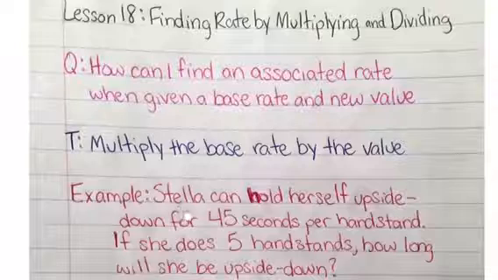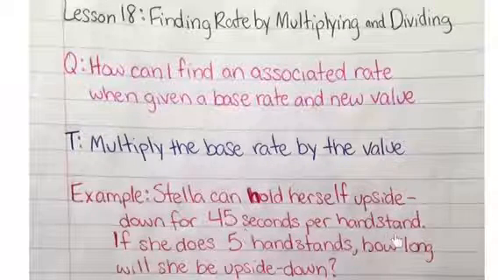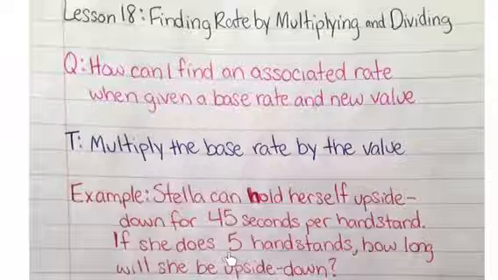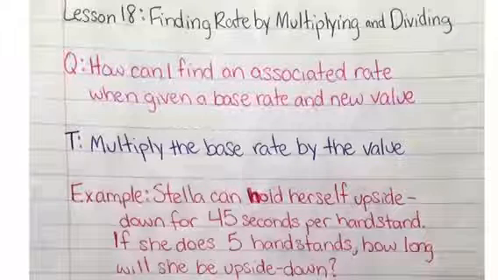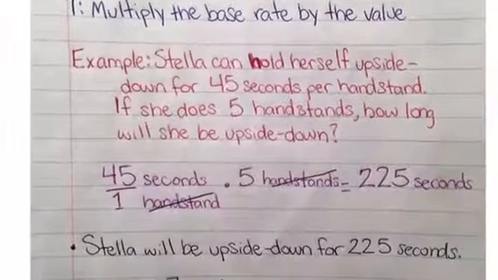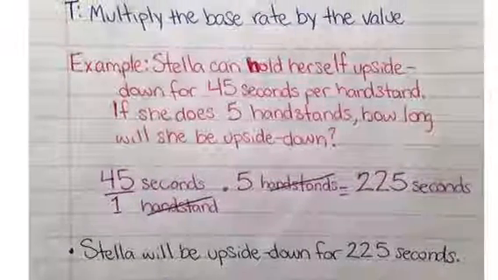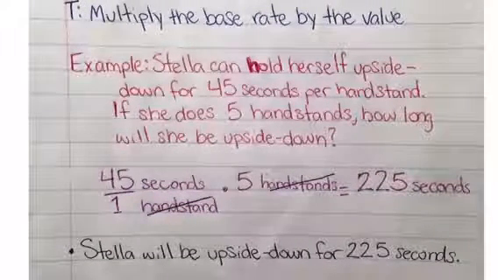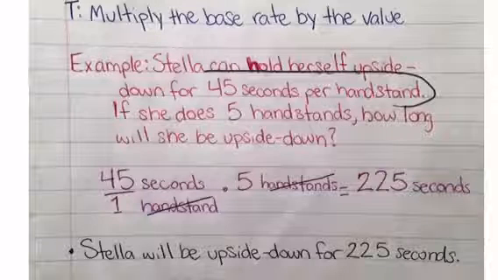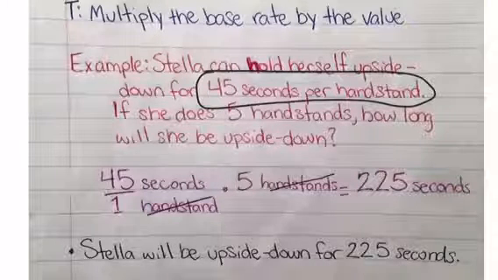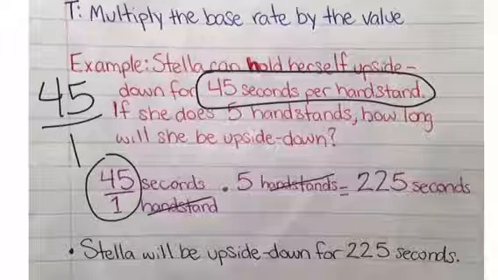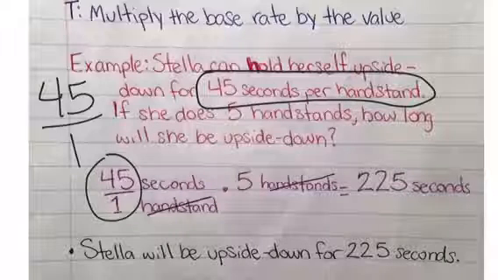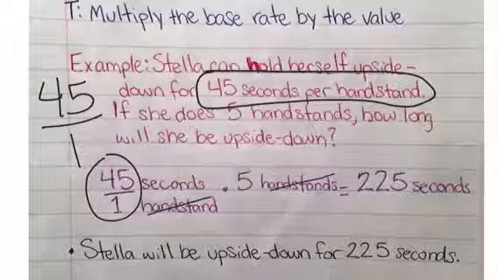So the example is, Stella can hold herself upside down for 45 seconds per handstand. If she does 5 handstands, how long will she be upside down? So our base rate in this scenario, let's scoot down a little bit, I'm going to go ahead and circle it for us. Our base rate is 45 seconds per handstand. And if you're looking at that in math terms, that's going to be 45 over 1, which you see here. Okay? So we've done that first step, figuring out what that rate is. Our base rate.